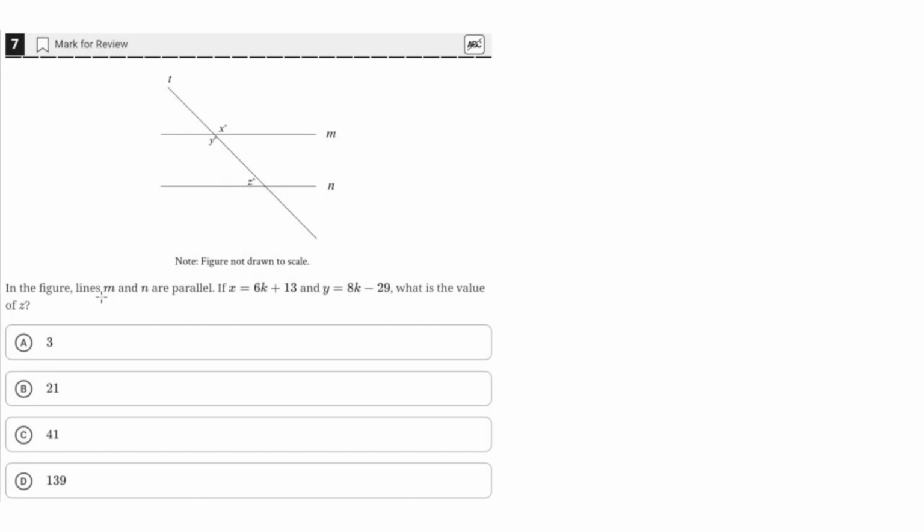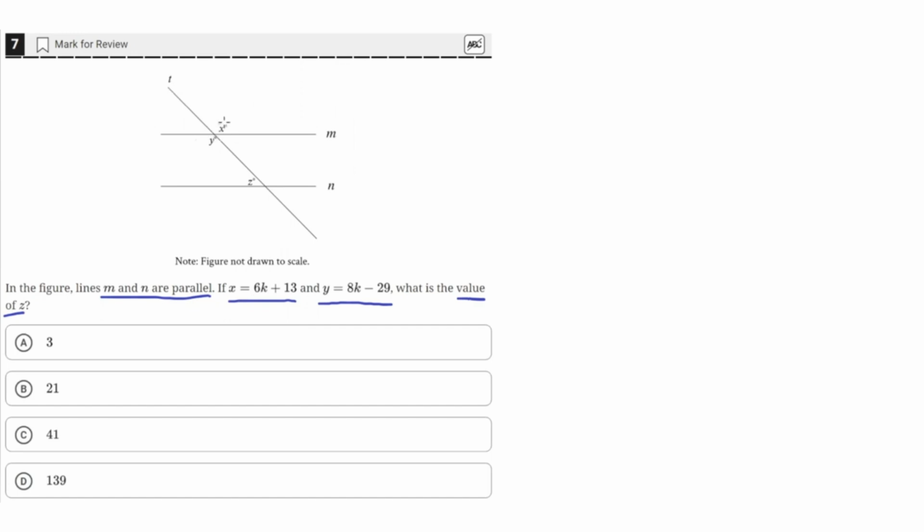In the figure, lines M and N are parallel. If x equals 6k plus 13 and y equals 8k minus 29, what is the value of z? So we're given the expression for x and y.